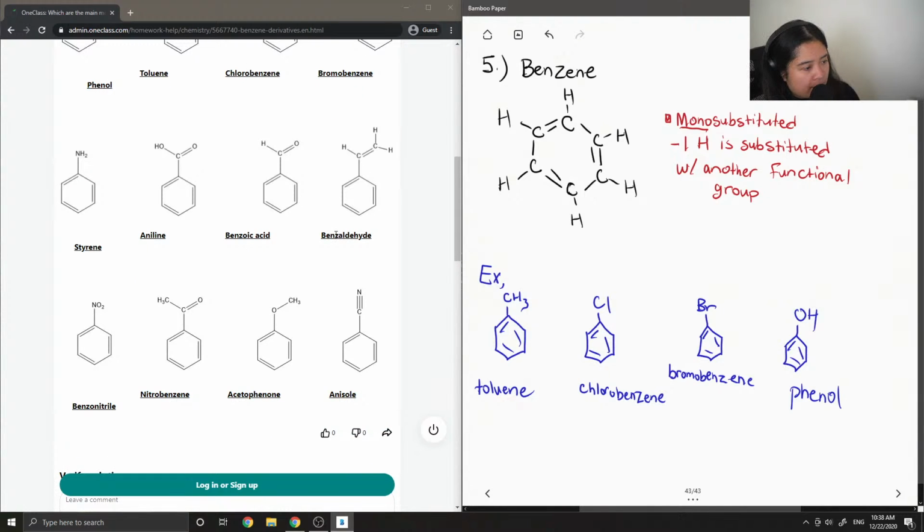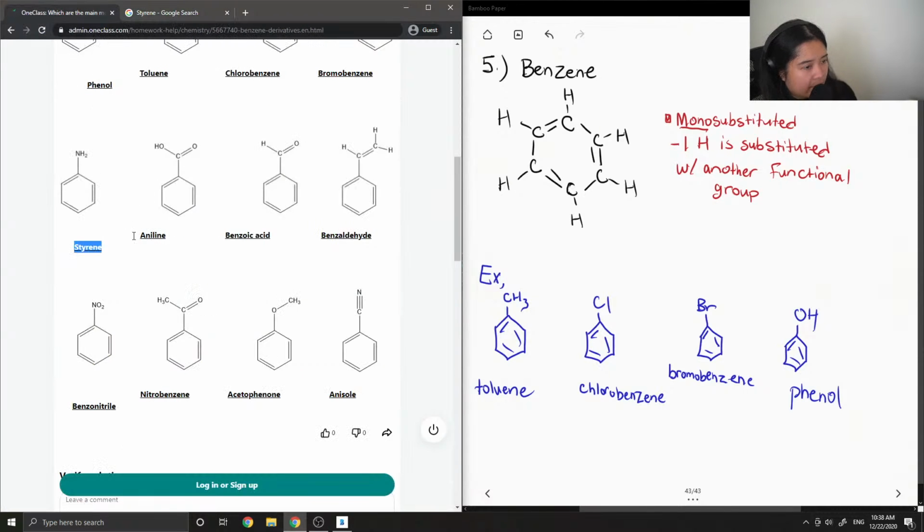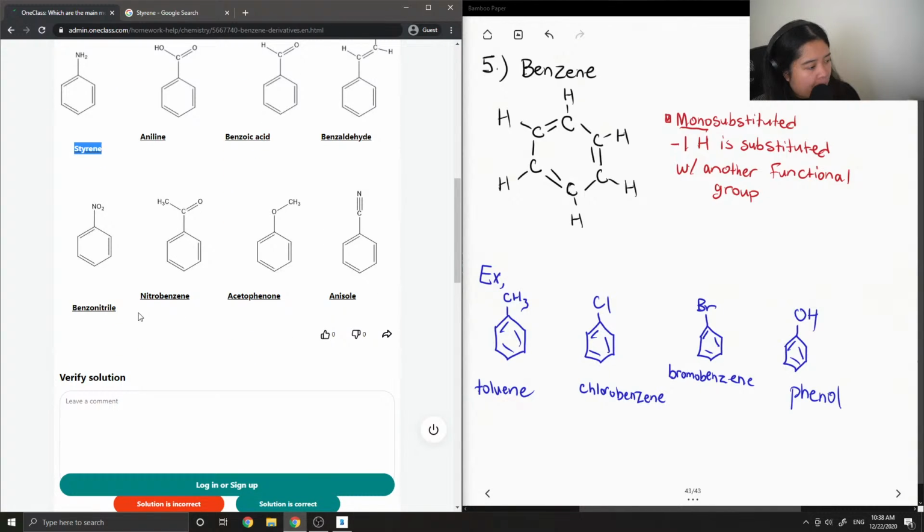So this is benzaldehyde. So everything's just a little out of place. Benzoic acid is the second one here. You can see it has a carboxylic acid group. And then aniline, I believe, is the one with the NH2. And styrene is the one with the double bond. Let me just Google. Yeah, so styrene's the one with the double bond. Benzonitrile, acetophenone, anisole, and nitrobenzene.